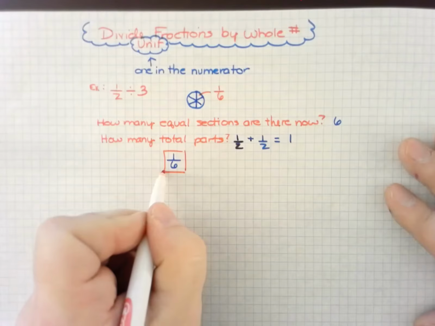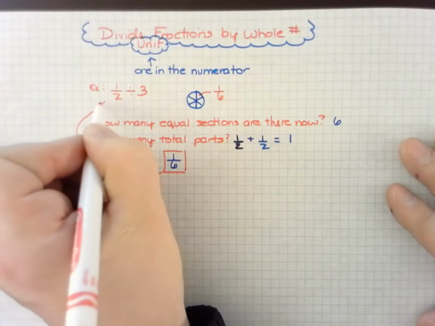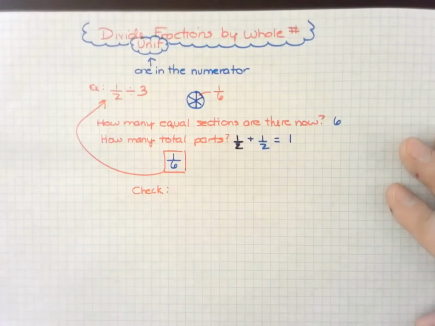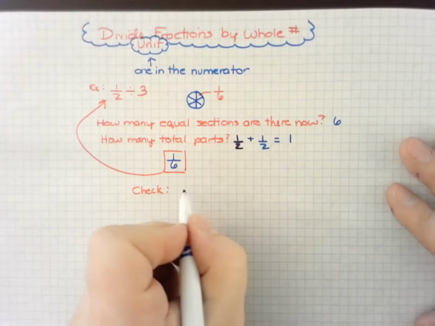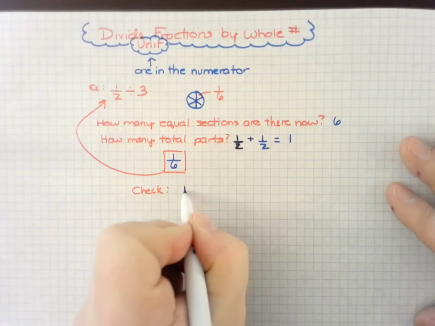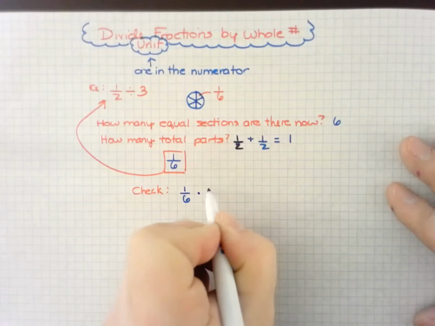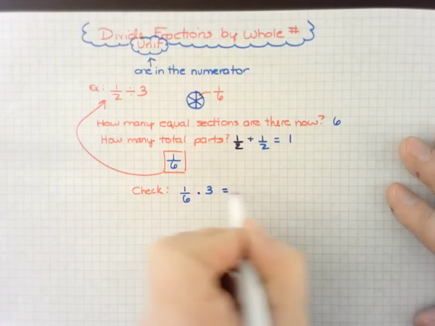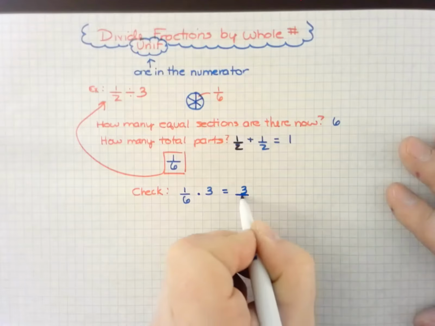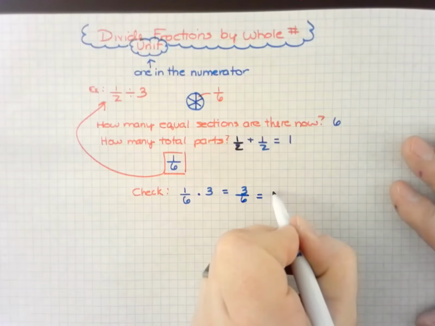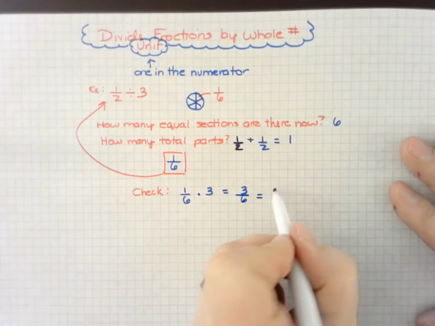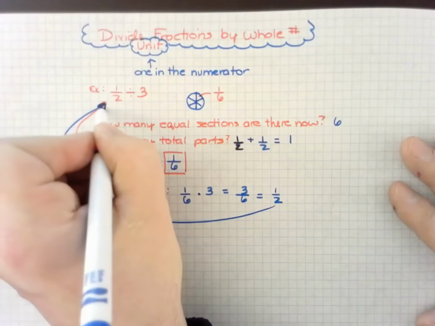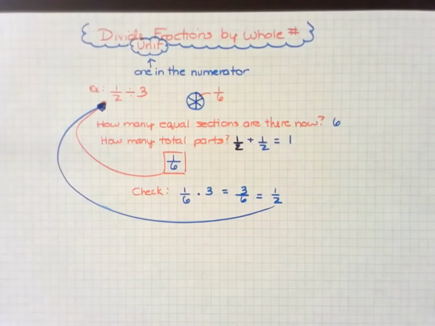Notice again, that's the same mentality of checking our work. One-sixth times 3 should equal 1/2 if I do this correctly. So I multiply across, I get 3/6, and that's 1/2. And that is the answer that I started with. Okay.